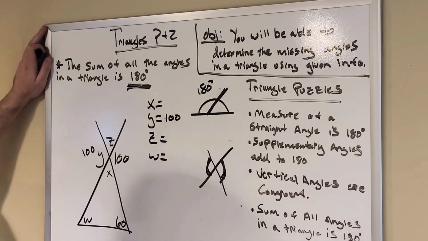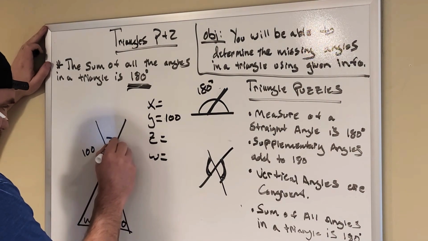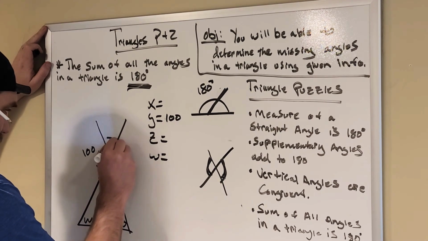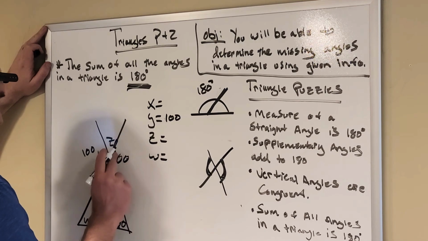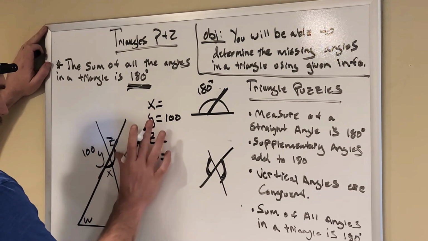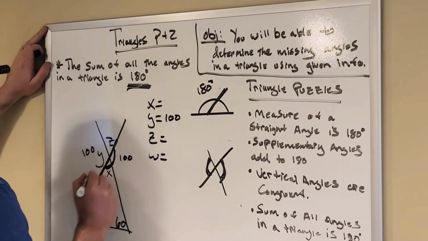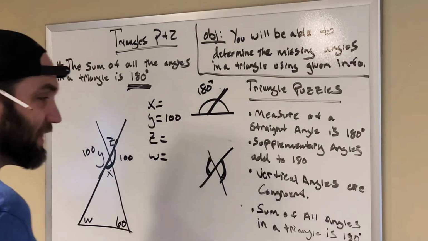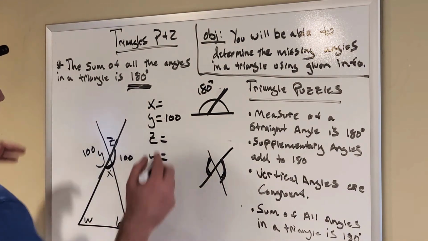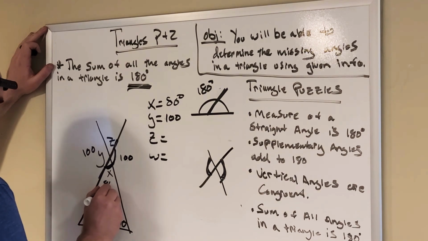And then I take a look here and I say, if that's 100, I have a straight line here. Okay. And I'm looking for the other piece of the straight line right here. So this is 100, and I want to subtract 100 from 180. And that's easy. We just did that last problem. That gives me 80 degrees. X is 80.